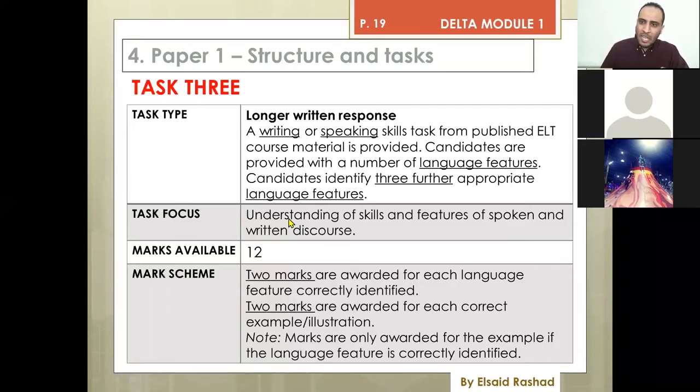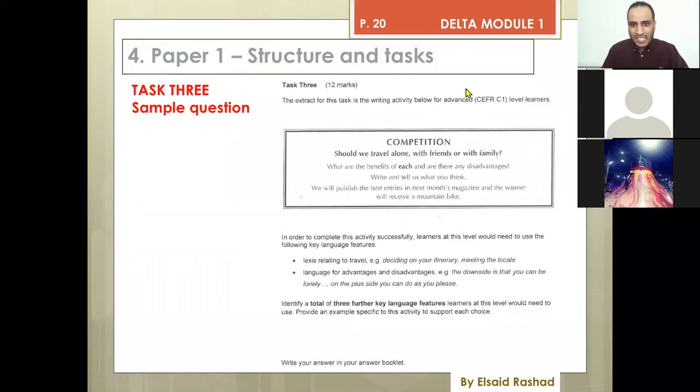So let's have a look at the example and then have a look at my sample answer. That's an example. And let me ask you, is it a written activity or a spoken activity? What do you think? Have a look quickly and tell me.